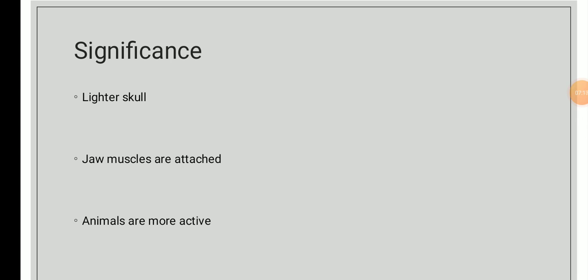And if the skull is heavy, that means the animals are not very active. As a result, they are very slow moving. They can't move very fast. Whereas on the other hand, the animal having this type of fenestrae, these fenestrae will help in attachment of the jaw muscle. Hence, it provides an open space for jaw muscles to attach.